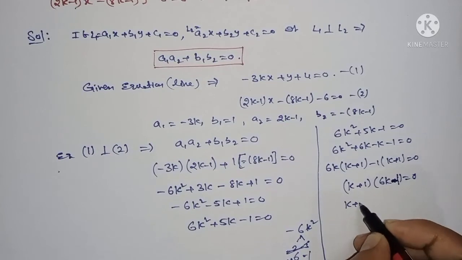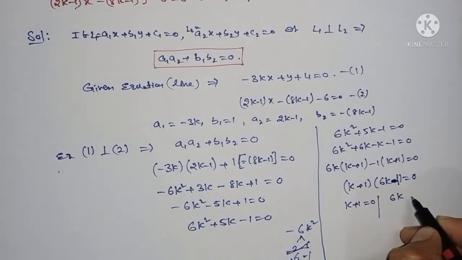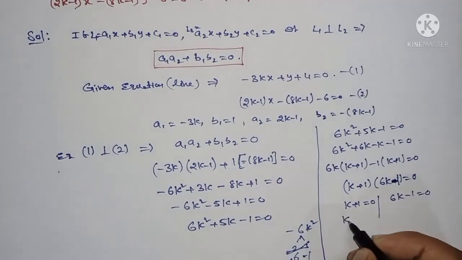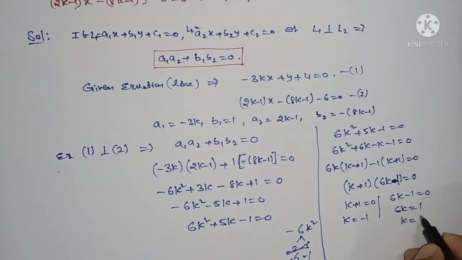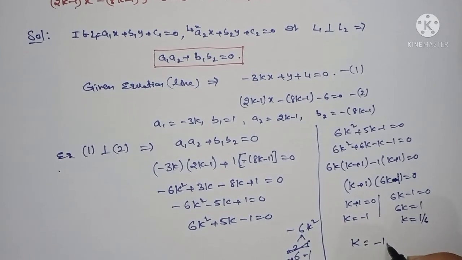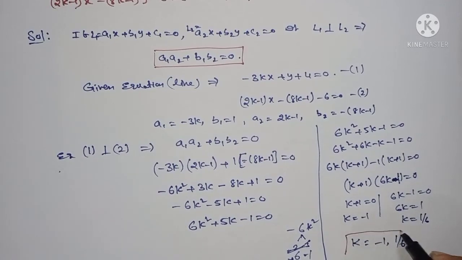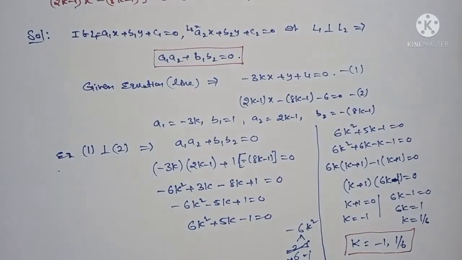You can write here k plus 1 is equal to 0, or 6k minus 1 is equal to 0. K is equal to minus 1 and 6k is equal to 1, so k is equal to 1 by 6. Therefore what is the answer here? K is equal to minus 1 comma 1 by 6. This is finding the k values if the condition is given. What is the condition given? The two lines are perpendicular. If it is parallel, you can do another method, that is A1 by A2 is equal to B1 by B2. Apply the formula. This is a very important question.